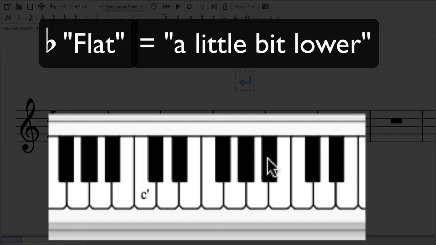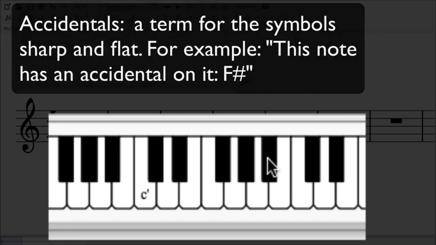Now, collectively, we call those symbols accidentals. So a flat and a sharp is called an accidental. So when there is an accidental on a note, that means that there is either a flat or a sharp on it. That's just the term we use for both of those two symbols. Okay, so that's how we read the black keys.